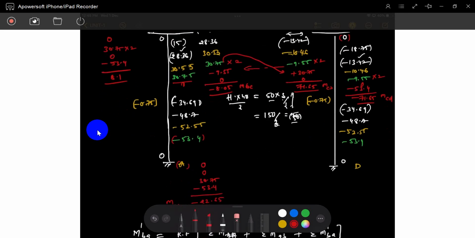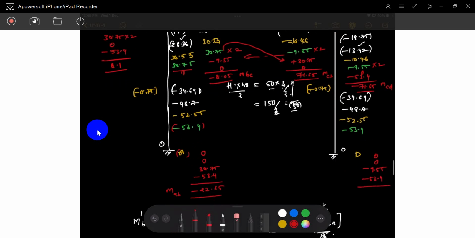MDC: the fixed end moment is 0, its own contribution is 0, the far end contribution is minus 9.55, and the translational is 53.4. What is that value? That value is minus 62.95. This is MDC. That's it. Once you got the final end moments, you can draw the shear force and bending moment diagrams, anything. A very simple diagram. That's the problem.